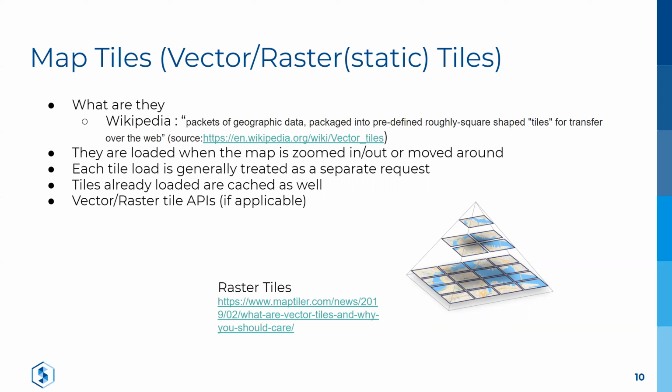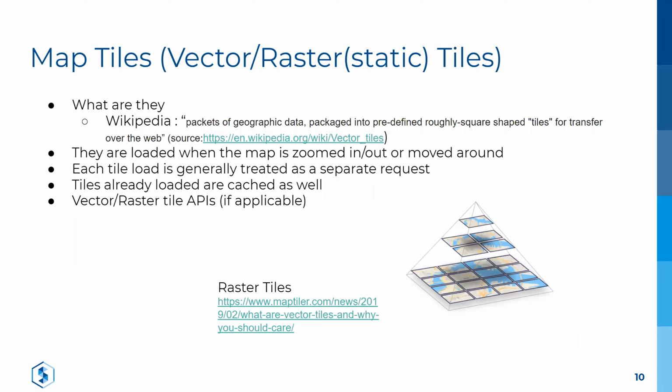Generally, especially if you're using raster static tiles, it's a separate request per tile. If you're using vector tiles, it's not necessarily that way. It depends on what area or what vector you originally loaded and whether it can map those tiles out from that or whether it needs to request a new one.